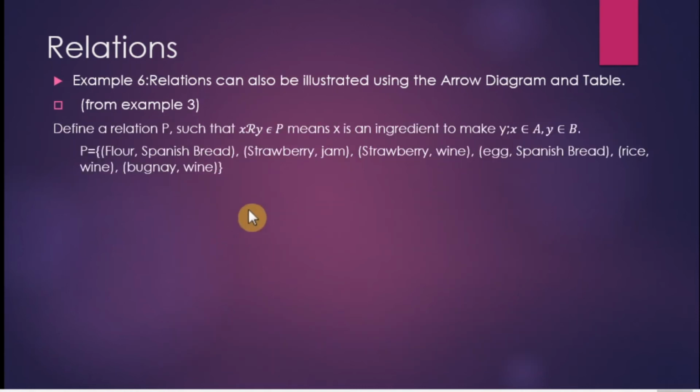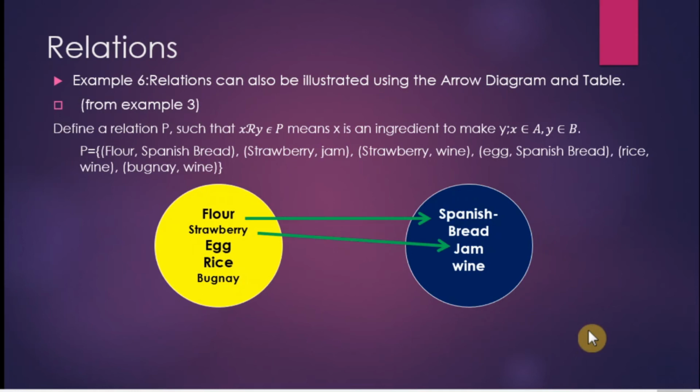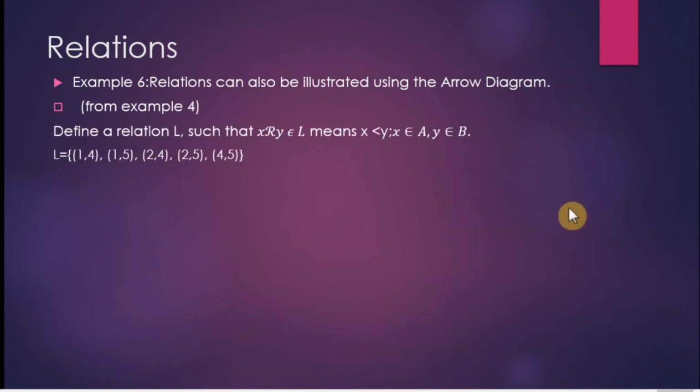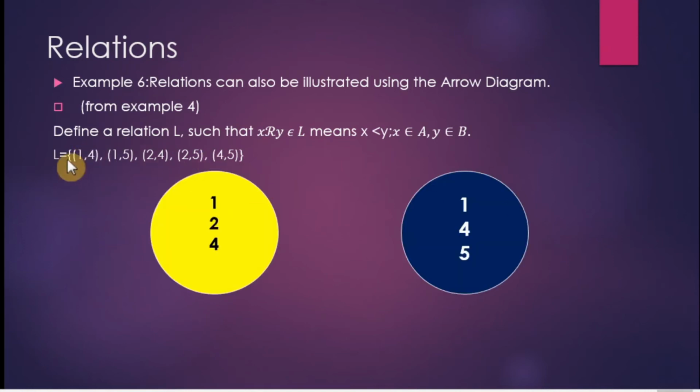We do the same for the relation defined in example number 3. These are the elements of relation P. If we convert this into an arrow diagram, we write it this way. If you want to check, you may pause the video and check. Tables, we do the same. From example 4, let us draw the equivalent arrow diagram and table. So these are the elements of relation L, and then we put arrows depending on what the elements of our relation are.